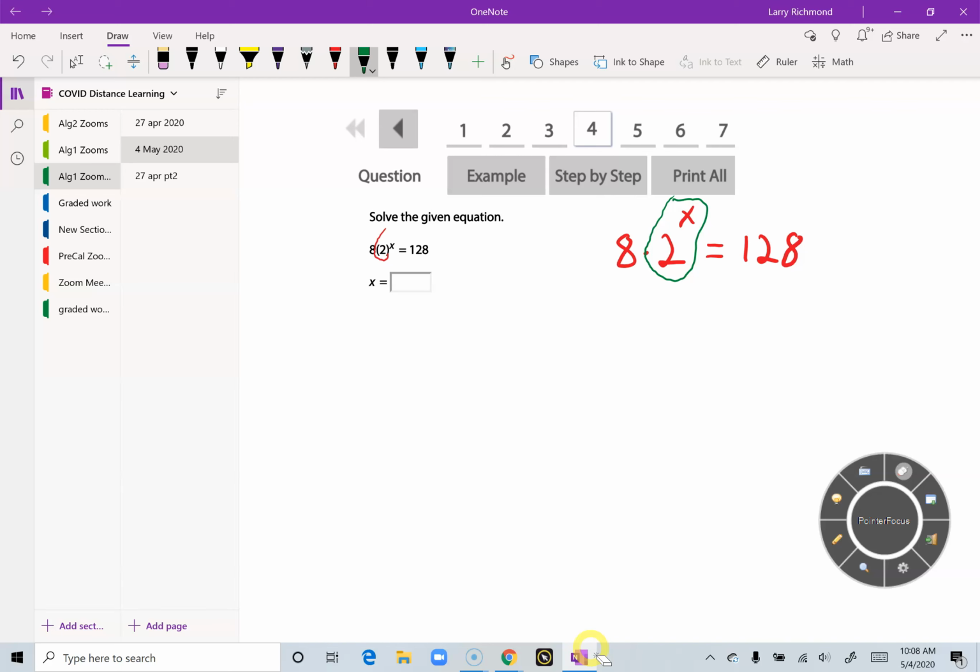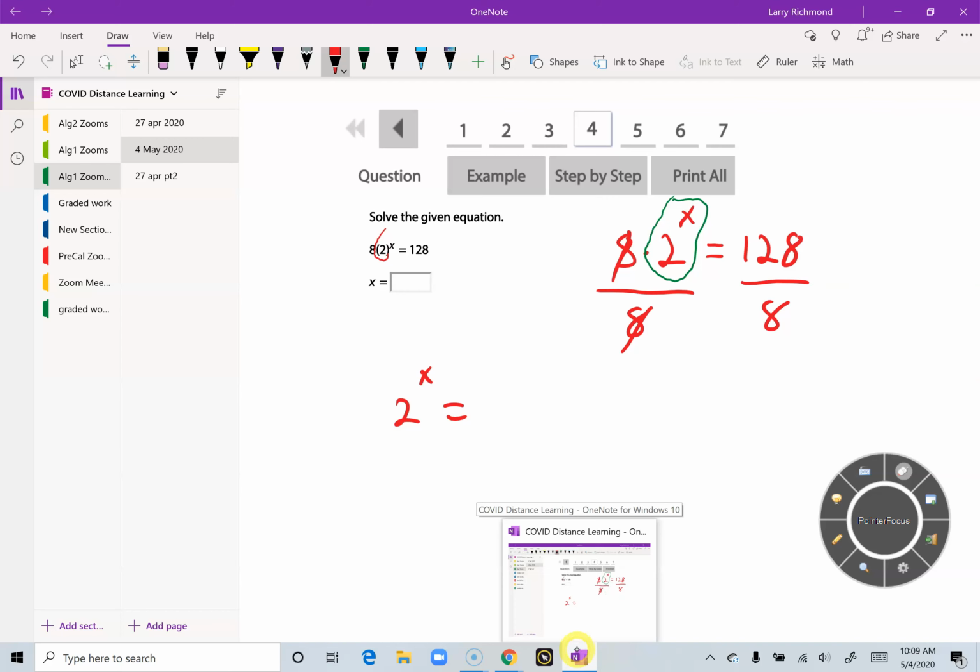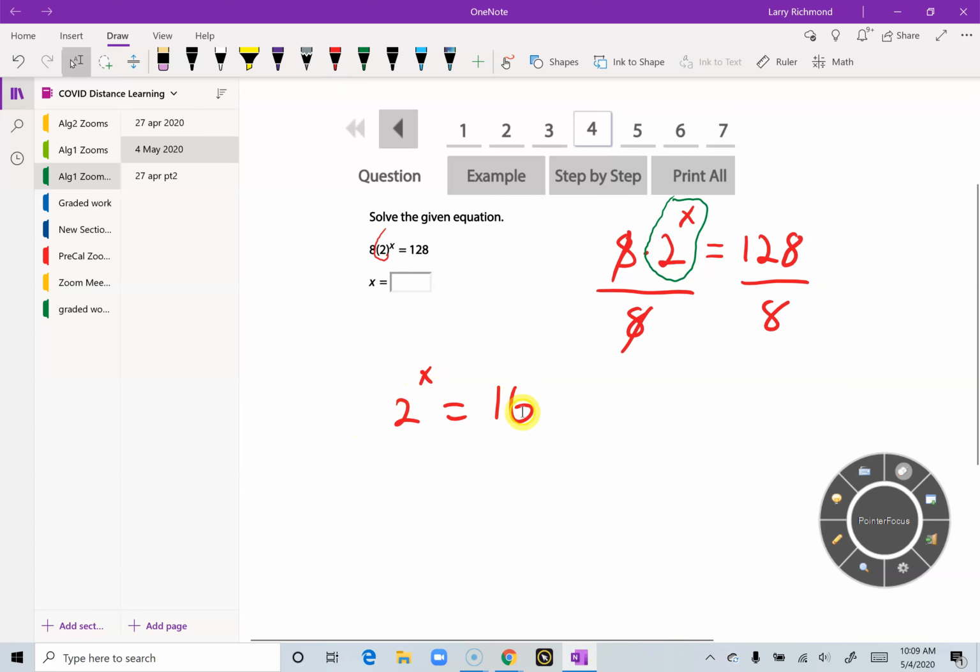Well, here we have 8 times green circle is 128. We would divide by 8 on both sides. So dividing by 8 on the left and the right, 8 divides by 8 to leave green circle, but instead of green circle, we're going to write 2 to the x power, or exponential. And 128 divided by 8 is 16. So we have 2 to some power is 16. Well, how can we solve this? We could imagine simply what 2 to what power would be 16. Hopefully you know that's 4.